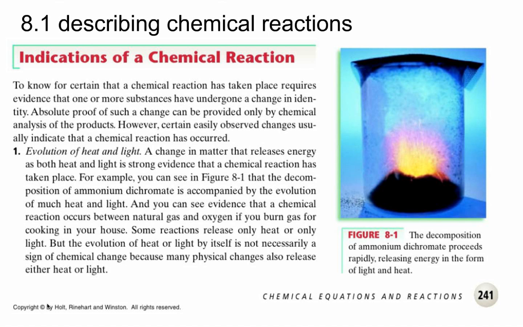So the first thing we need to know is what a chemical reaction is and see evidence for a chemical reaction. Well, for evidence of a chemical reaction, often we're going to have one of four things. So this is evolution of heat and light. In this one we have the decomposition in the little example here of ammonium dichromate proceeds rapidly, releasing energy in the form of heat and light. Well, that is evidence of a chemical reaction if we see the release of heat and light.